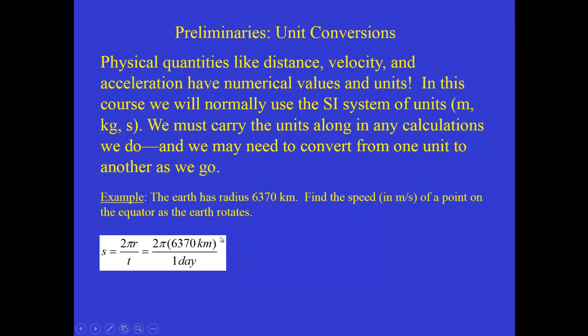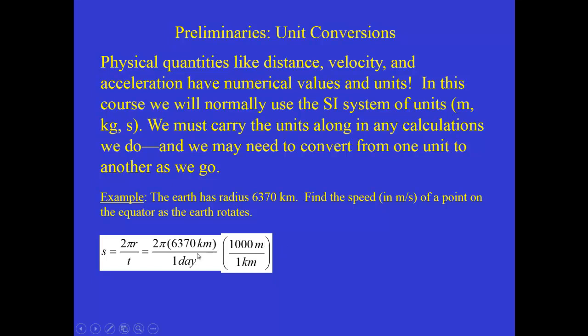So for example, I want to get rid of kilometers in favor of meters. So I need to use a conversion factor that has kilometers in the denominator and meters in the numerator, because when we multiply this out, the kilometer factors will cancel, leaving behind meters. And I know that there are 1,000 meters in 1 kilometer. So that's my conversion factor that will get rid of kilometers in favor of meters. However, if I stop here, I'll have an answer in meters per day.